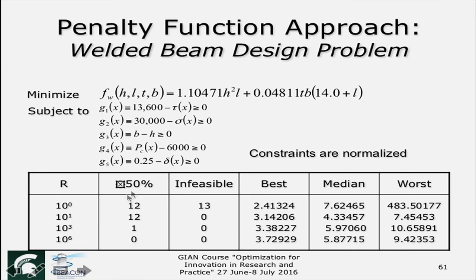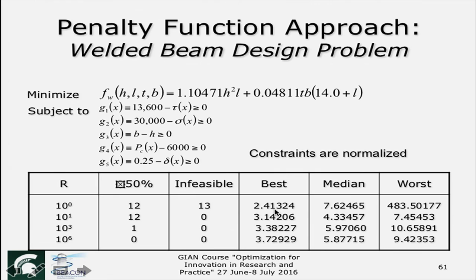So I use different R. First, I use a fixed R of 10 to the 0, which is 1, and I run the GA 50 times. What I find is that in 13 of the 50 runs, it doesn't give me any feasible solution. Because my R is too small, it's not taking the constraint satisfaction very seriously, so it gives me an infeasible solution after I run GA. But in some cases when I got feasible results, they're pretty good.